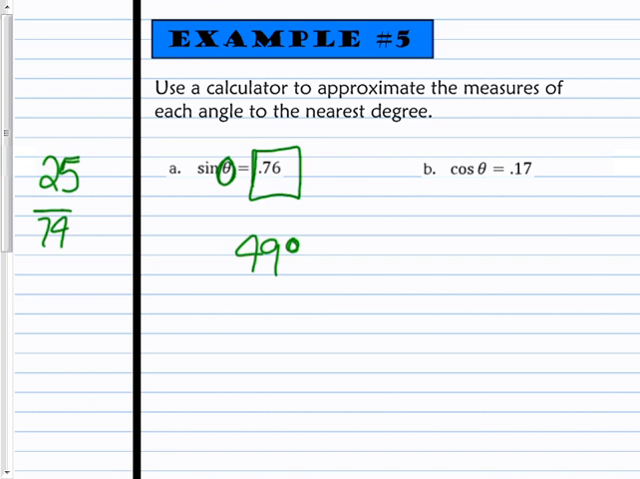Same thing here. They're wanting you to find the angle. They already gave you what the ratio divides out to be. So you type 0.17, inverse cosine, so second cosine. You can press the enter button if you want. That doesn't change anything. To the nearest degree, 80.2 just becomes 80 degrees. Okay? We're going to do one more example, and then we'll stop for the day.